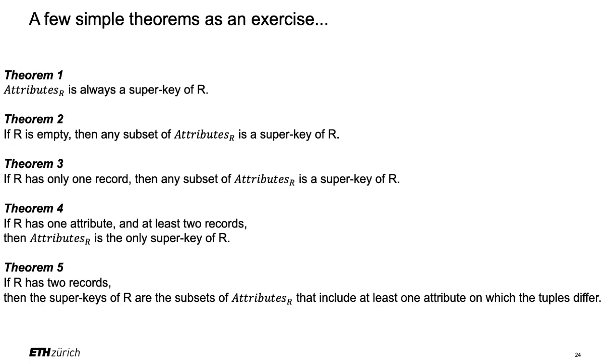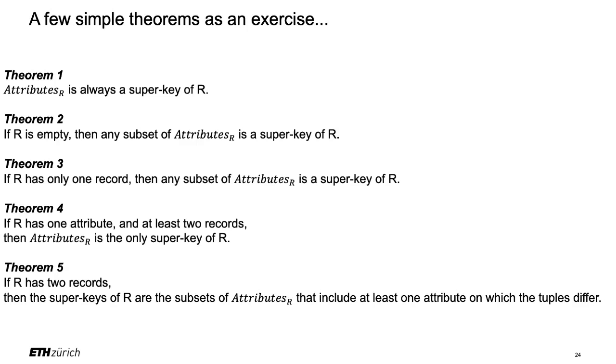Okay. Now, theorem 4. If R, the relational table, has one attribute and at least two records, right? One attribute means exactly one column. I don't have anything else than that column, and at least two records in there. Then this attribute, which is a singleton set, a set with the one and only attribute that you have, is the only super key in the relational table. There's two things in there. First, that it's a super key. Second, that it's the only one.